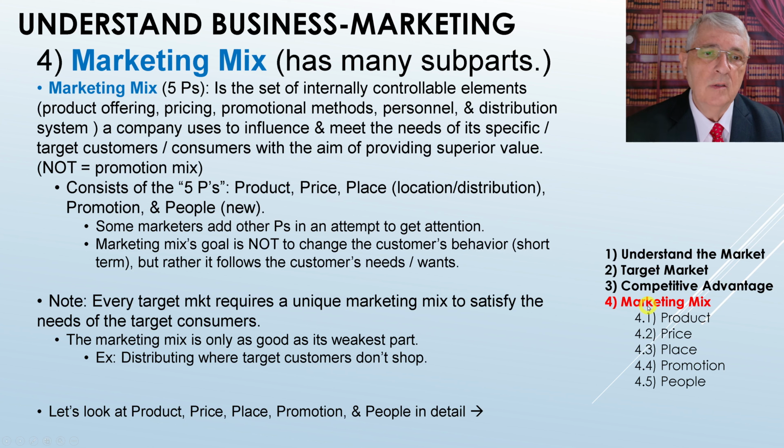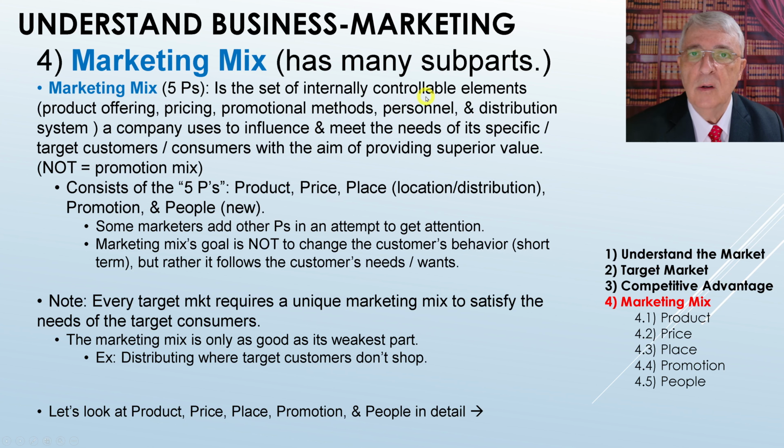The marketing mix. So we're down here to number 4. It has many subparts. The marketing mix, there are 5 P's that I have found that most helped in my career. A lot of people have 4, 5, 6, 7, 8, whatever. But these are the 5 that I prioritize. It is the set of internally controllable elements, the product offering, pricing, promotional methods, personal and distribution system a company uses to influence and meet the needs of specific target customers, consumers, with the aim of providing superior value.